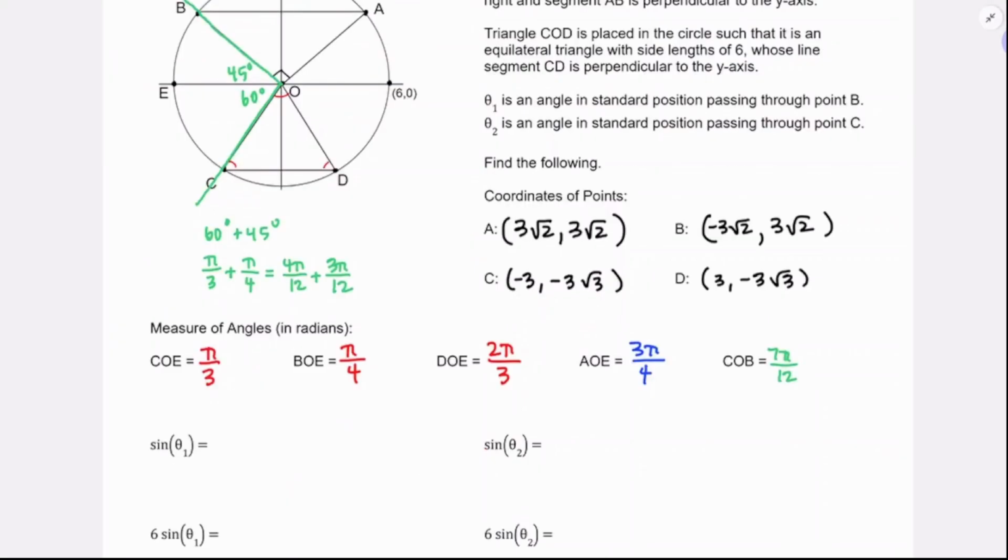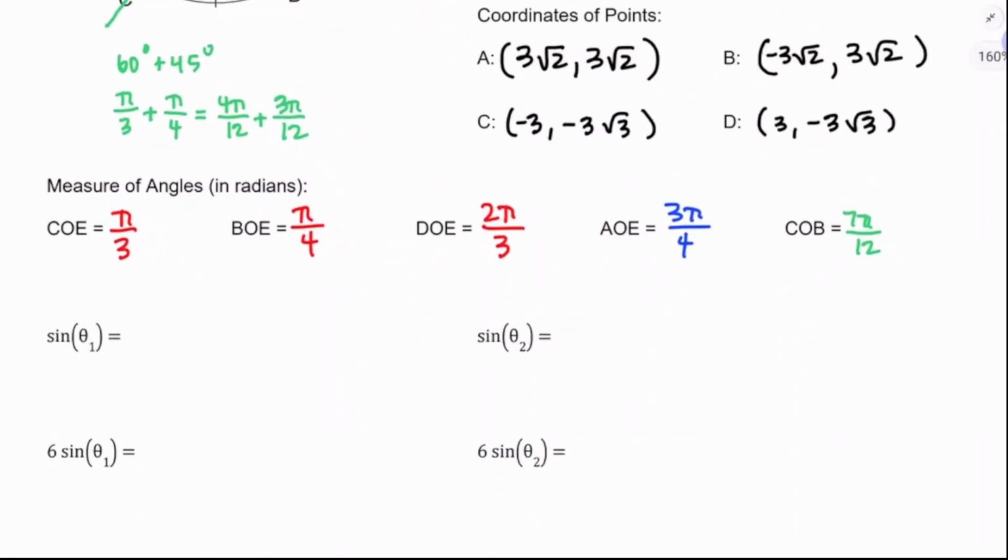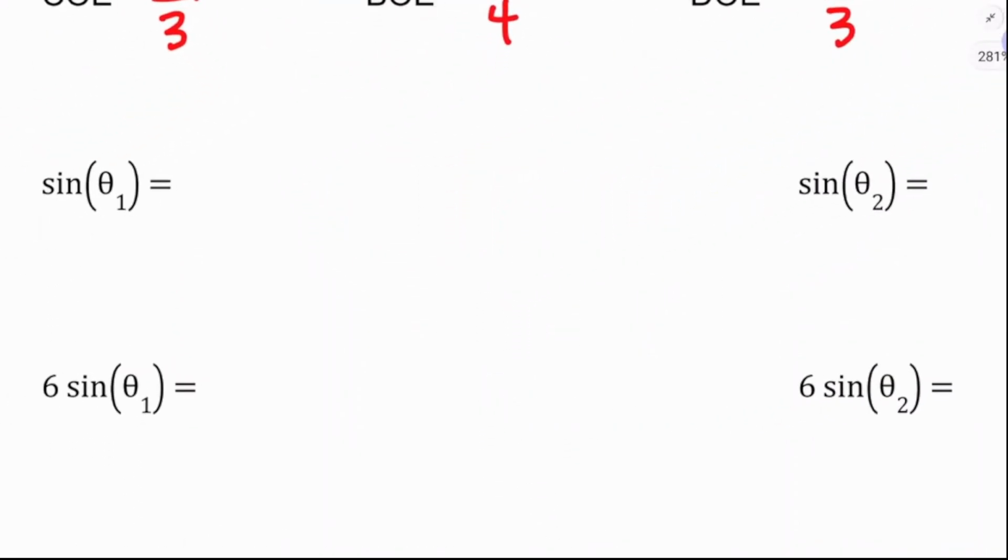All right, now it's bringing up theta 1 and theta 2. So I'm just going to remind you that theta 1 goes through point B and theta 2 goes through point C. So what I'm going to do is just redraw the diagram, I think. You can see point B is up there, 45 degrees shy of pi. So I'm going to just draw the diagram.